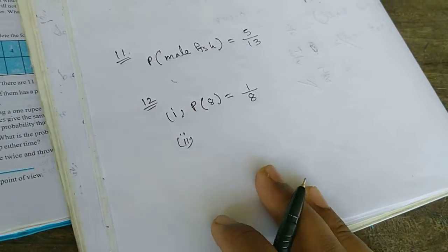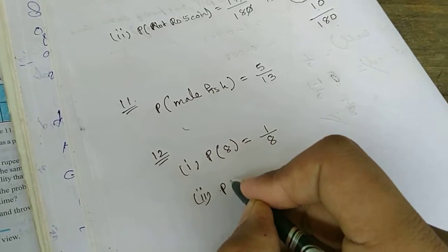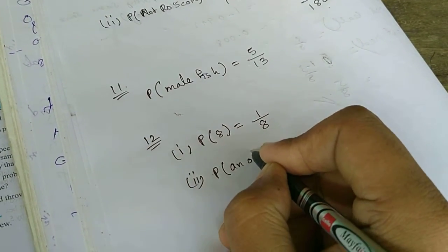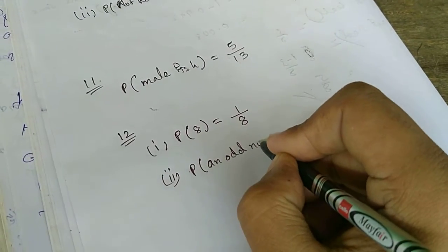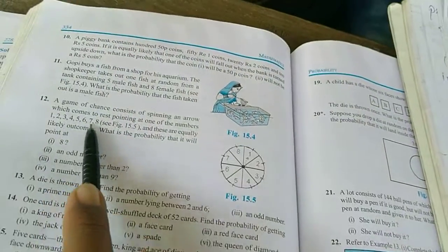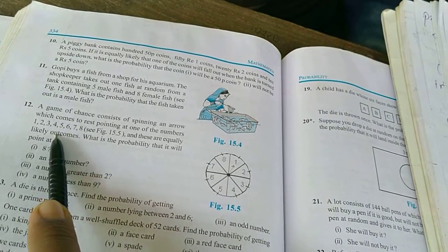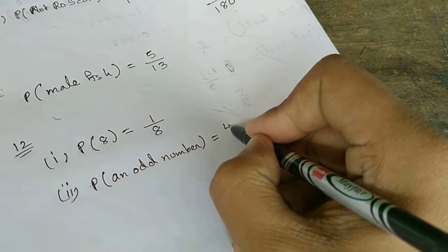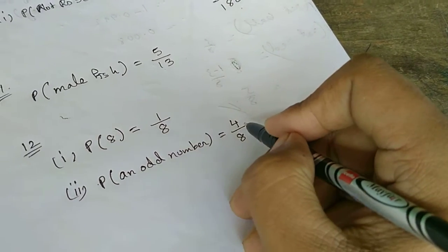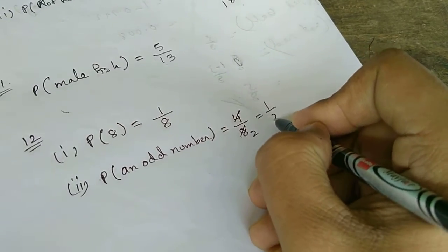The next question: probability of an odd number. So what are the odd numbers? When you say odd number, 1 is there, 3 is there, 5 is there, 7 is there. So 4 odd numbers are there, 4 out of 8. Total is 8, right? So it is 1/2.